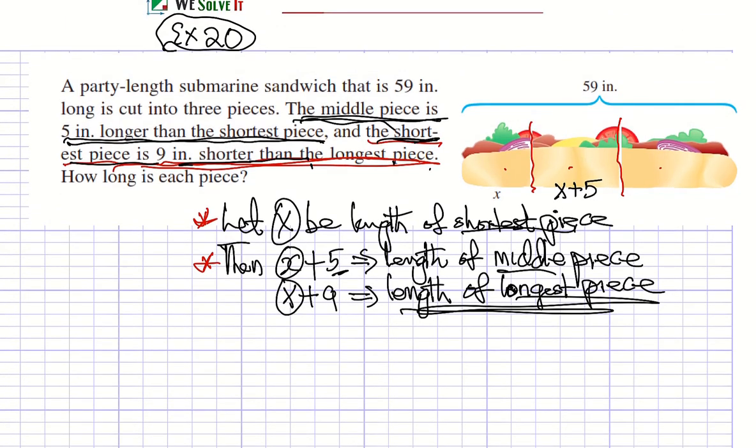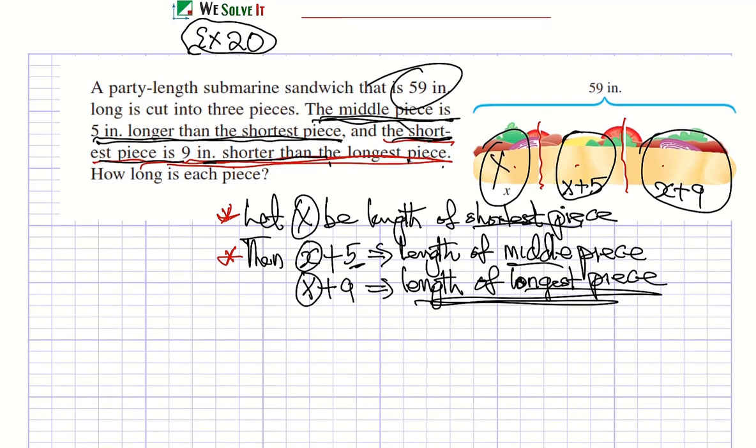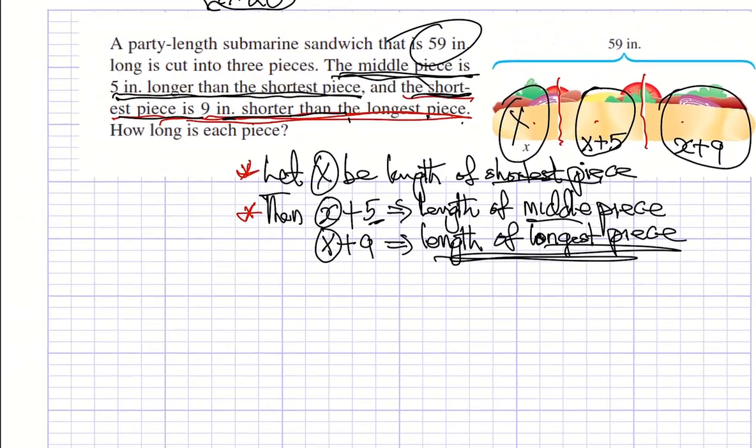And then what is the total given? 59 inches. The whole thing is 59 inches. So if that's the shortest piece, that's the middle piece, then this one should be x plus 9. See, the way it's worded can be confusing. This is 9 inches longer than that, and this is 5 inches longer than that. Okay, all right. So once you get all these, you add them.